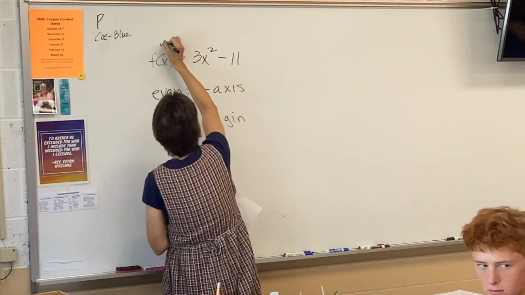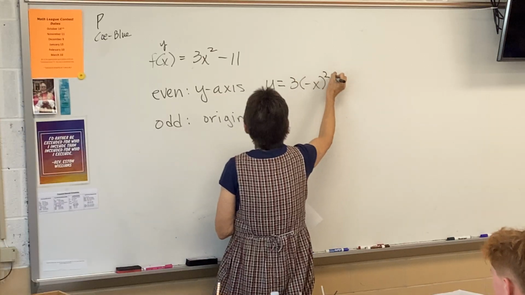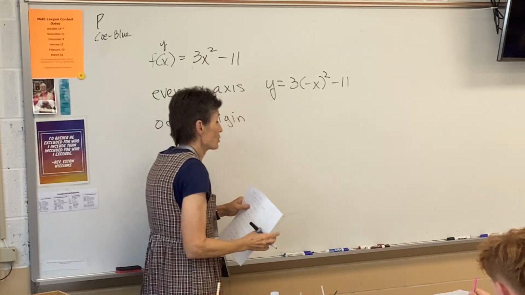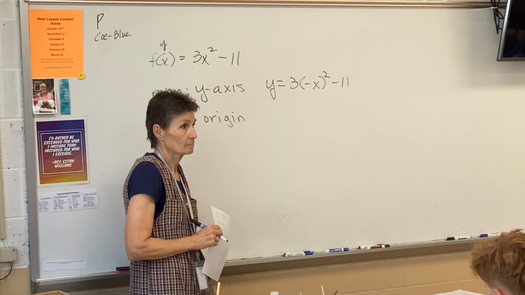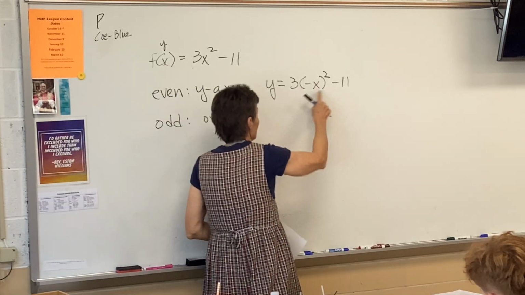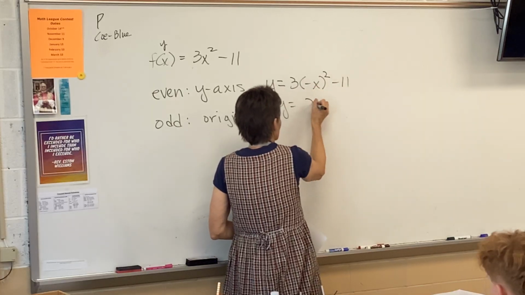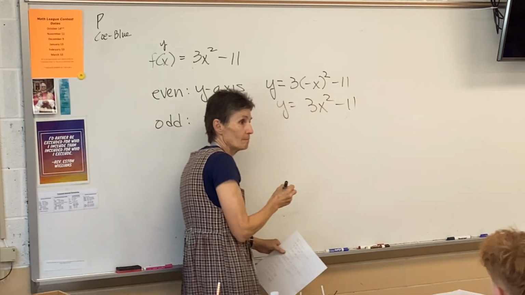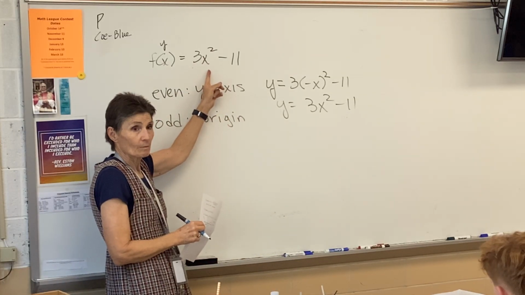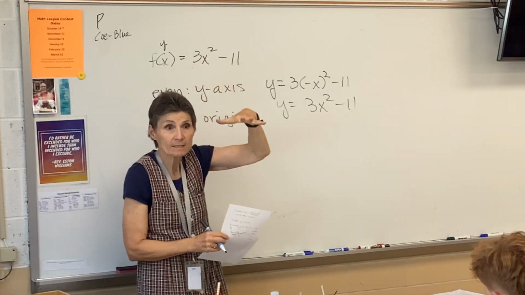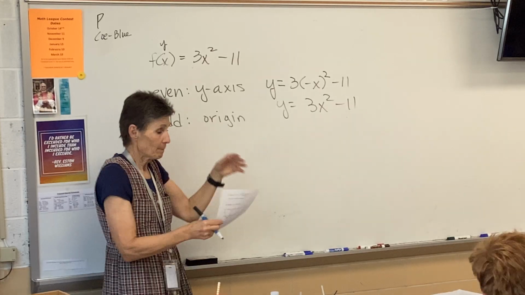So this is y here. So y equals 3 negative x squared minus 11. So I take out the x and put in negative x. Now what happens here? What does that do? Isn't that just 3x squared minus 11? Even. And it matches the original, right? So therefore the function is even. Okay? How about the next one?